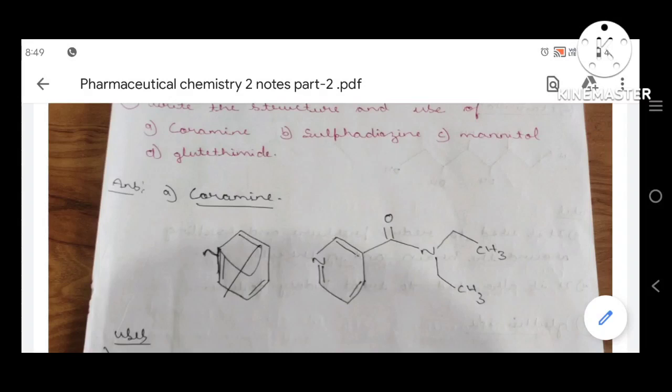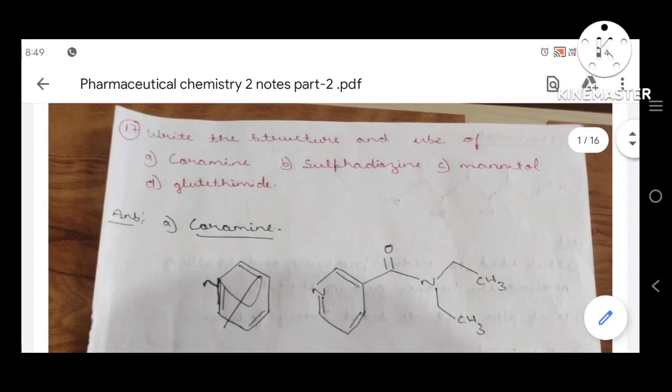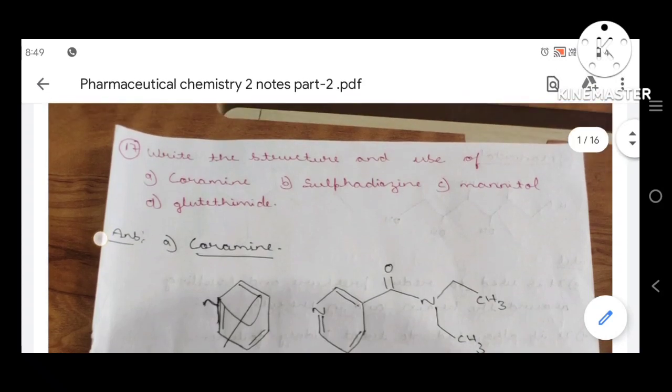Hello guys. The next very important concept for D Pharmacy students is: what to write in the examination and how to write. Many students have asked me this question: sir, what should we write to get good marks, and what content should be there in our answer sheet? There is a very simple answer for this.